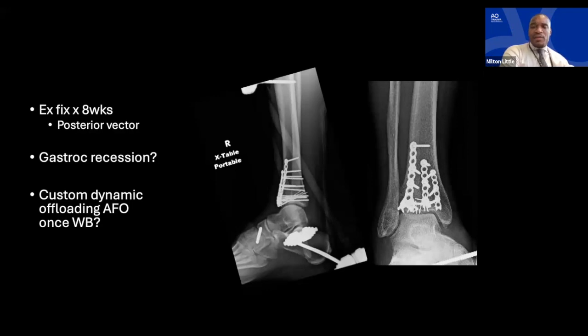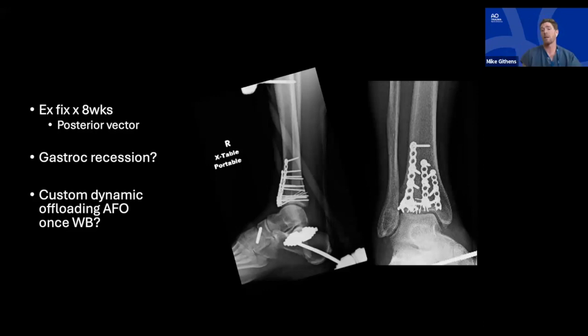One of the things that was mentioned in the Q&A was the idea of using a ring fixator for these. I have not used them, but I think one of the possibilities for doing that would be allowing a patient to then weight bear, to get them up and get them moving, rather than a static X fix that they cannot weight bear on. So it does seem like a reasonable option.